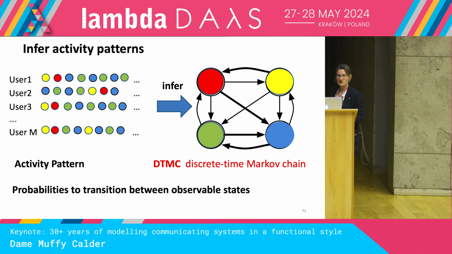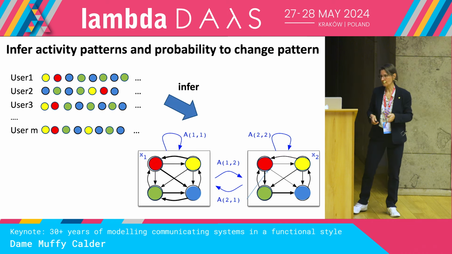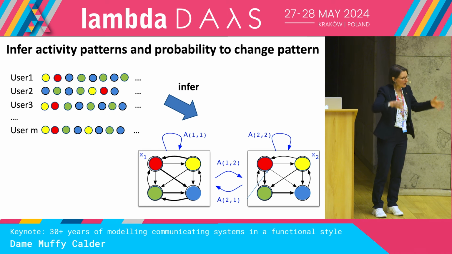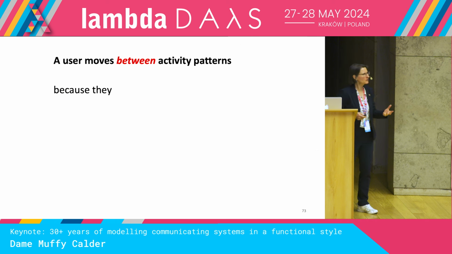Right, so not only do we infer one discrete time Markov chain, I can infer as many as I ask. So in this case, I can infer 2 different activity patterns. You could think of this as a style. In one style, I have probabilities to move between these states. In another style, I have a different set of probabilities to move between the states. And you could ask, why would you have different styles?